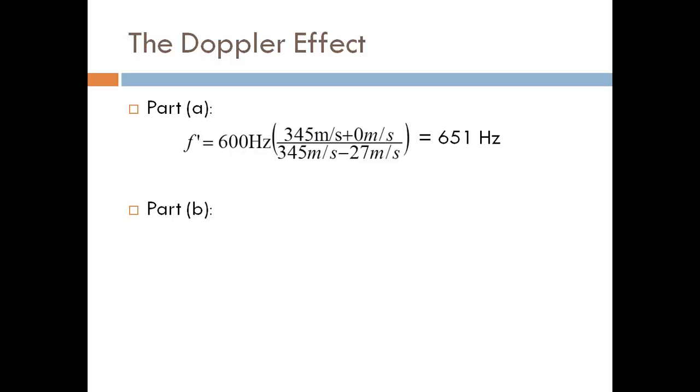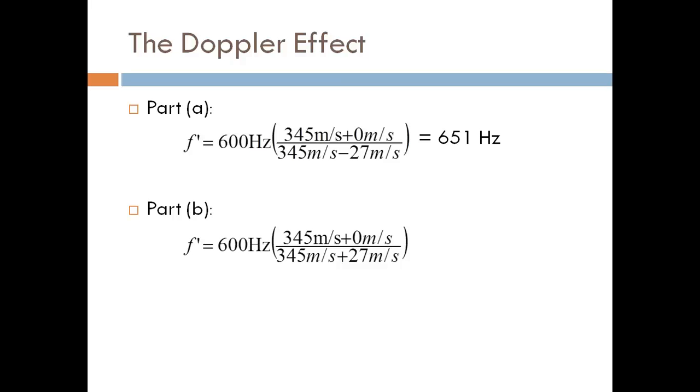Now you can always check to see if you have your signs correct, in that if it's moving towards you, the perceived frequency should be higher than the original. So if I had solved this equation and had something less than 600, that would make me suspicious that I made a sign error, and you'd want to check that out. So that's something you can kind of use to check yourself.